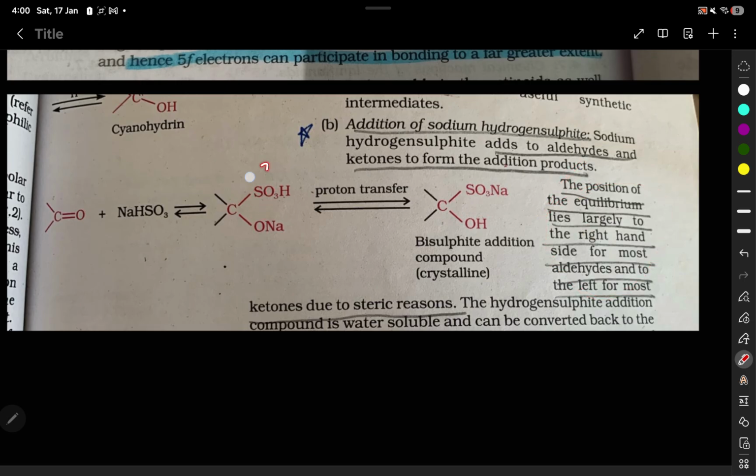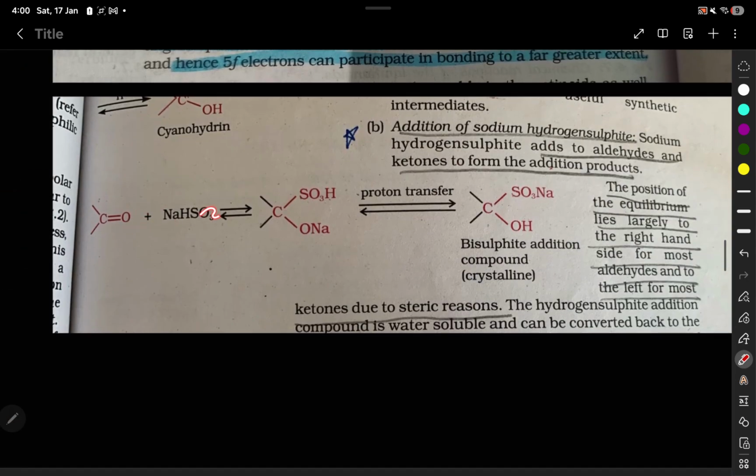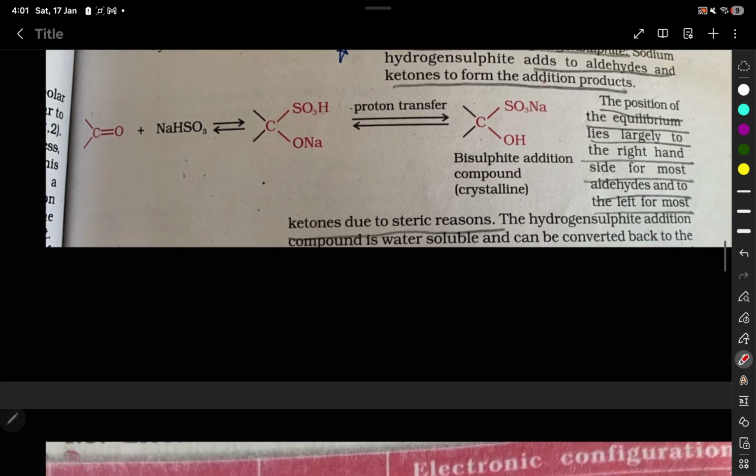Then you have addition of sodium hydrogen sulfide, which is a very forgotten thing actually. The NCERT mechanism is very doubtful, but we'll be following that. It forms this using normal nucleophilic addition, and then you have proton transfer, which happens from here and here, and it forms a crystalline bisulfide addition product. Mark up this word, crystalline.